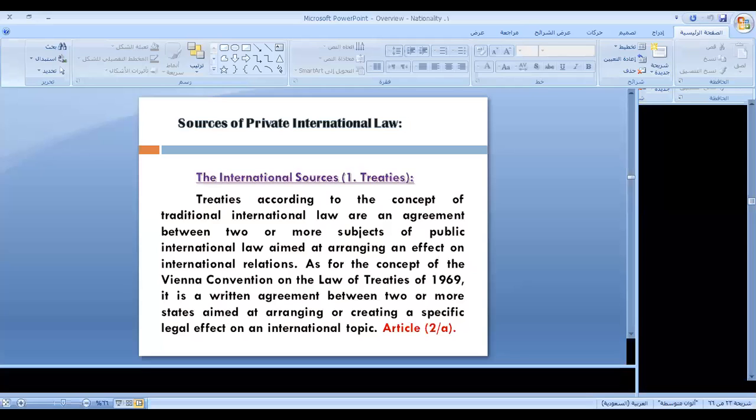And I told you that there is a direct effect or indirect effect according to the concept that the state adopts within its constitution, whether monism or dualism. And I illustrated that, not in a nutshell, actually, I illustrated it so precisely. And now, inshallah, we will move to another source of private international law, which is custom and the other sources. However, I would like to illustrate something before getting to these points.